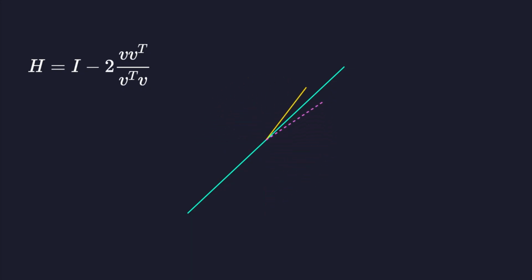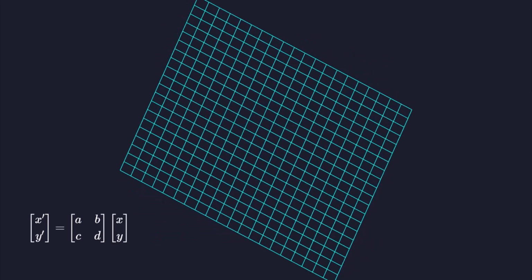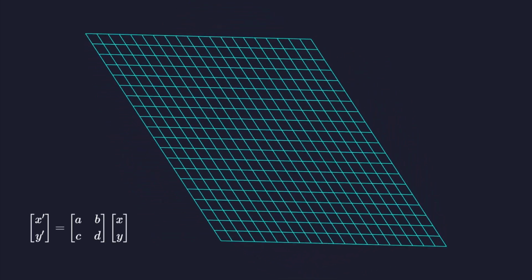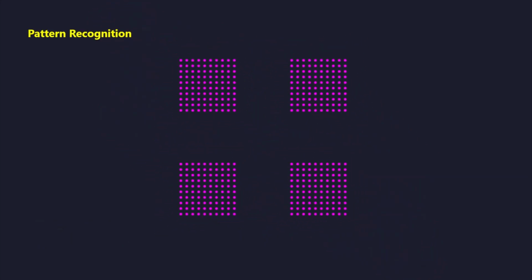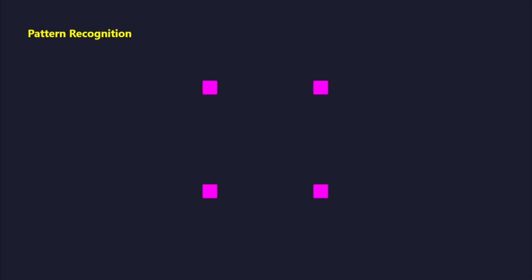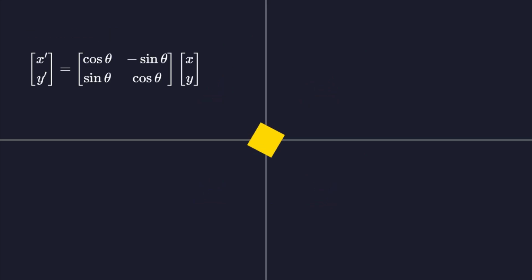Householder reflections flip space across a specific plane. They are used in advanced numerical algorithms to zero out parts of a matrix, making complex calculations much more efficient and stable. While we visualize in 2 or 3 dimensions, matrices can warp space in hundreds of dimensions. In machine learning, these warps represent transformations of high-dimensional data features into a recognizable pattern.